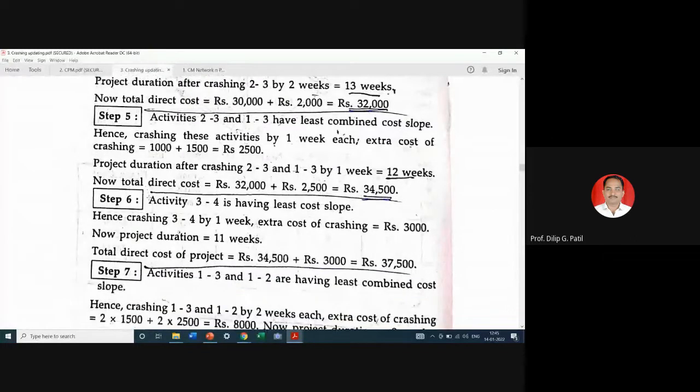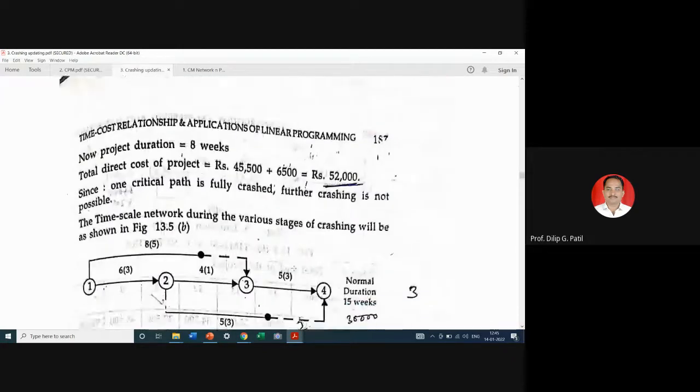बघा इथं तेच दिलेलं आहे, परंतु ते का क्रॅश करायचं आहे आणि तेवढ्याच ड्युरेशनने का क्रॅश करायचं आहे, हे कुठेही तुमच्या लक्षात येणार नाही. सो दॅट अंडरस्टँडिंग अँड एनालिसिस इज व्हेरी इम्पॉर्टंट. सो ऍक्टिव्हिटी 3-4 is having least cost slope now, and independently you can crash it by 1 week. So extra cost of crashing will be 3000. So 3000 प्लस करायचे आहेत कशामध्ये, 34500 मध्ये. So this 34,500 plus this 3000 will be 37,500.